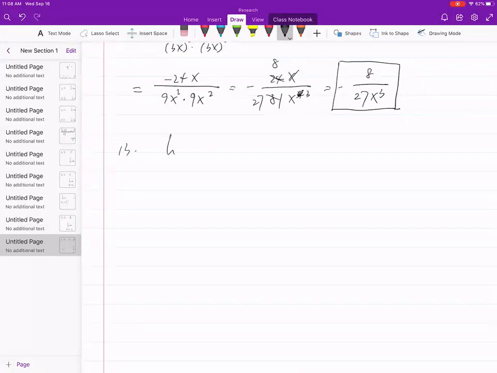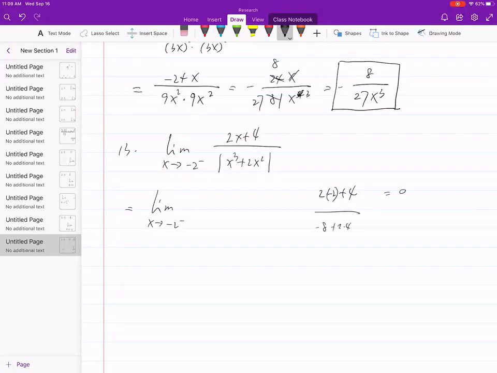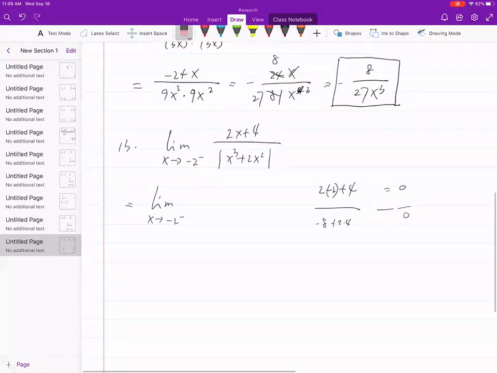Okay. Limit as x goes to -2 minus of 2x plus 4 over absolute value of x cubed plus 2x squared. Can't be 2, okay, -2. My bad. So 2 times -2 plus 4, the top is 0. The bottom is -8 plus 2 times 4, which is also 0. So it's a 0 over 0 case, we're going to cancel something out.